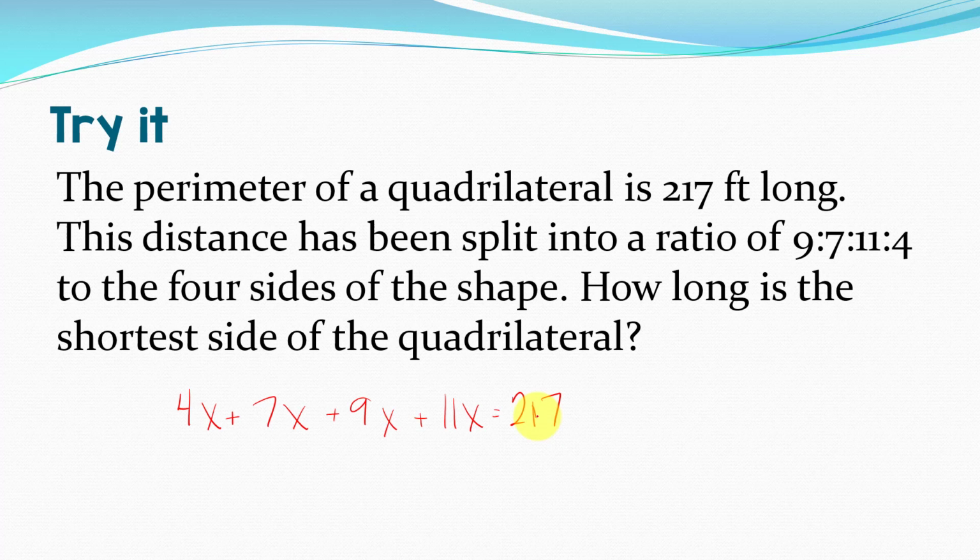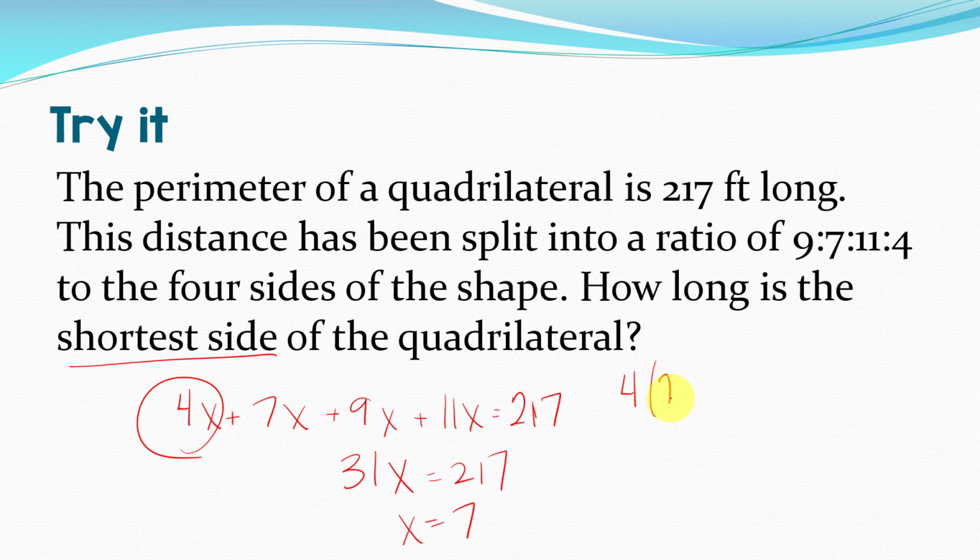Okay, so let's add all this up. We've got 31x equals 217. 217 divided by 31, and x equals 7. So the shortest side would be the side with a ratio of 4. 4 times 7 is 28. So 28 feet is the shortest side.